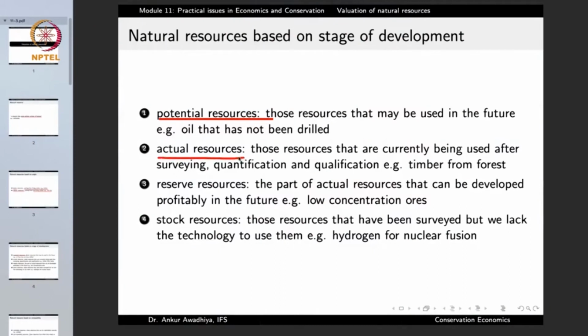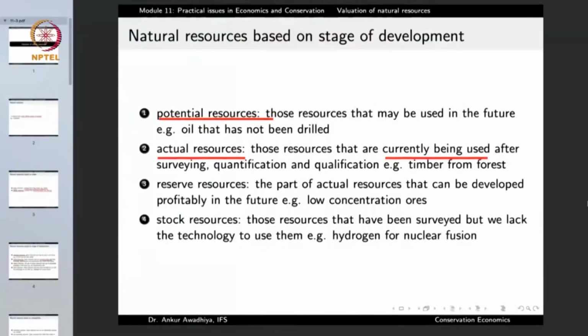Actual resources are those resources that are currently being used. And generally, they are used after surveying, quantification, and qualification, such as timber from the forest. So these are actual resources because we have done exploration, we have done a quantification and qualification of these resources, and we are actually using those resources. When we talk about oil that is being extracted from an oil well, that is also an actual resource. But if we know that there is oil somewhere, but we are not using it, but we can use it in the near future whenever we require it, then we say that it is a potential resource. So potential versus actual depends on whether it is currently being used or it may be used in the future.